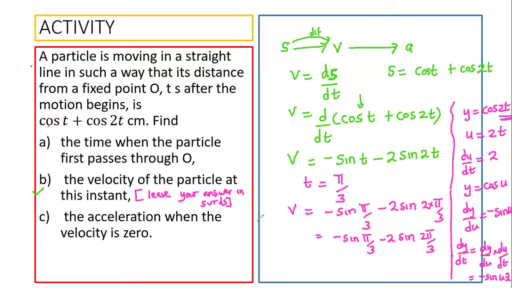Now I'm going to just do it as side work. Members in the chat, you just place for me roughly, what is sine of pi over 3? Which answer do you get? Because here now I know.